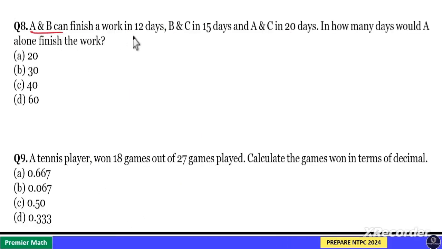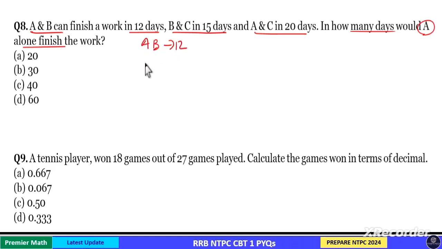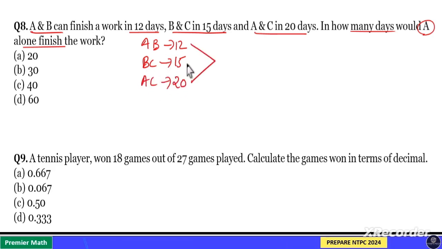A and B can finish a work in 12 days, B and C in 15 days, A and C in 20 days. In how many days would A alone finish the work? Here AB finished the work in 12 days, BC in 15 days and AC in 20 days. Now all are doing the same work. Take the LCM. LCM of 12, 15, 20 is 60. 12 goes 5 times in 60, 15 goes 4 times in 60, 20 goes 3 times in 60. Total work is 60 units.